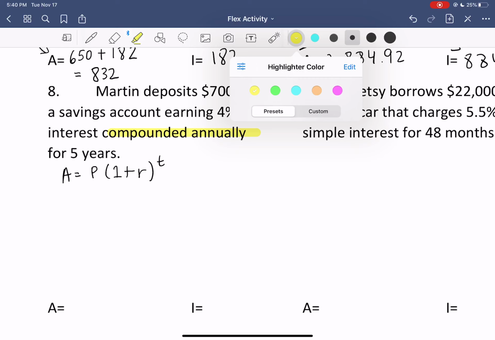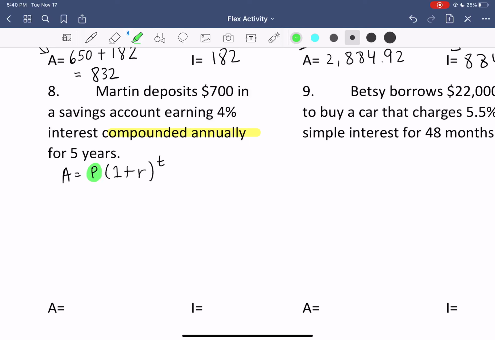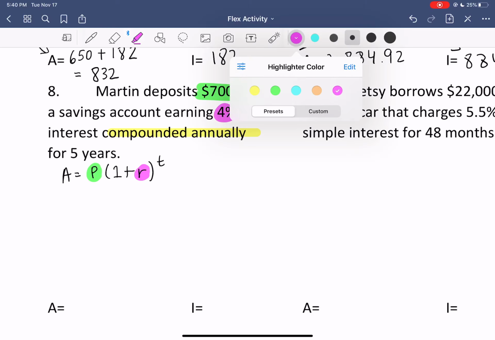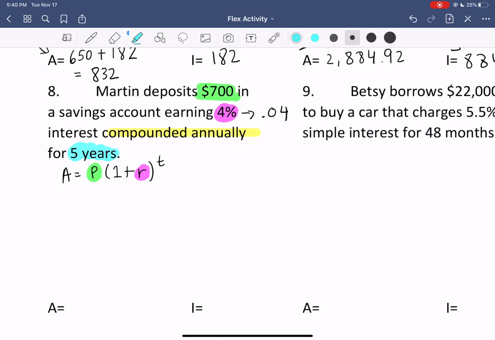And we are going to then find, so we're looking at our principal, which is 700, our rate, which is 4%, which we know we have to turn to a decimal by dividing by 100, and our time, which is 5 years. And we don't have to change that since it's already in years. So what we'll do is substitute 700 times 1 plus 0.04 to the 5th power. So 700 parentheses 1 plus 0.04 to the 5th power.